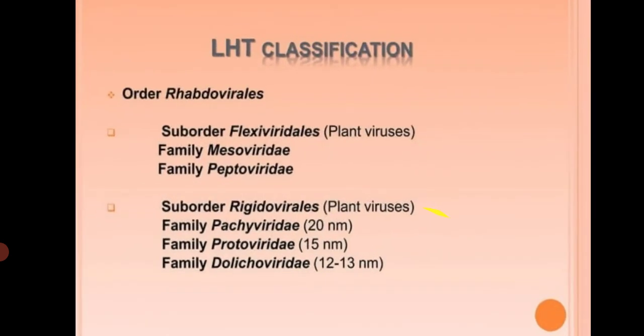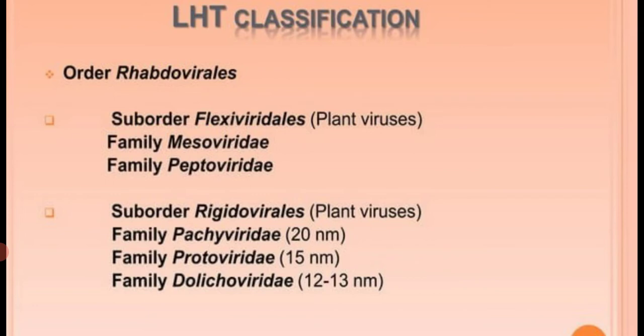The next order of Ribohelica, that is Rhabdovirales. It has further two suborders. One is Phagoviridae and the second is Rigidovirales. In both the suborders, plant viruses are kept. The suborder Phagoviridae has two families, Mesoviridae and Peploviridae. Then the suborder Rigidovirales further splits into three families, Pachyviridae, Protoviridae and Dolichoviridae.